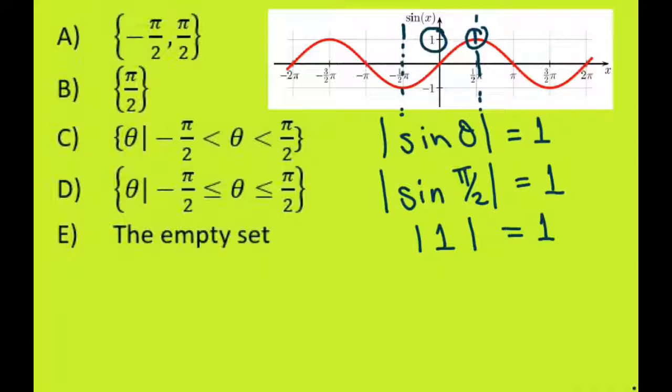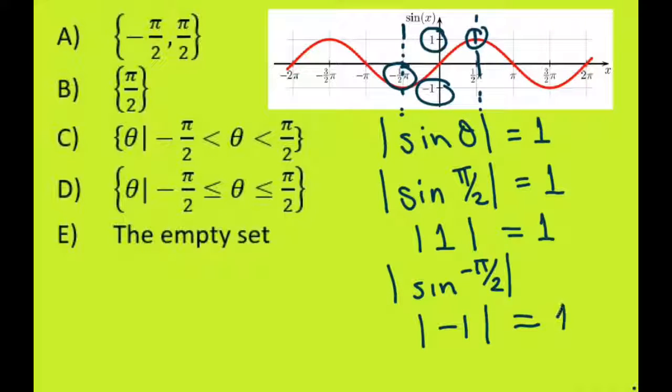But now let's look at this one, negative pi over 2. So we do the absolute value of sine of negative pi over 2, and that equals negative 1. We see that here. But when we take the absolute value of it, it is positive. So we actually have two values. And there's no other values here on the graph where sine equals 1 or negative 1.